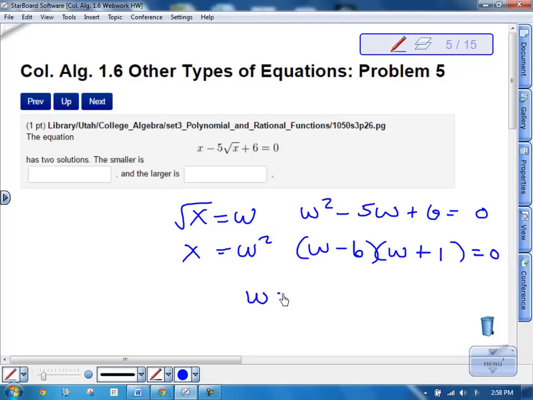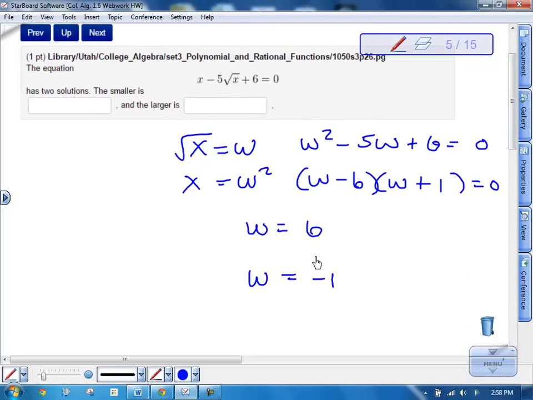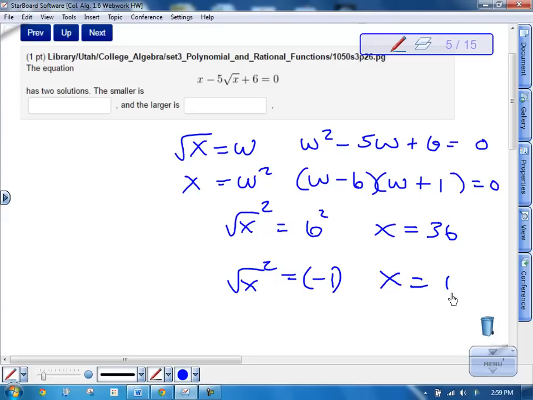So we have two answers. We have w equals 6. And we also have w equals negative 1. But w was really the square root of x. So we can square both sides. And we get x equals 36. Square both sides, and x equals 1.